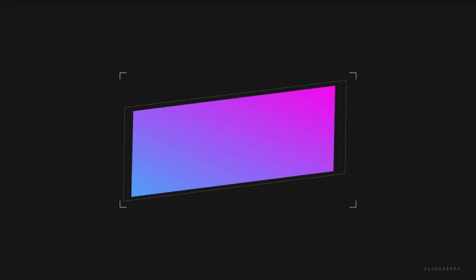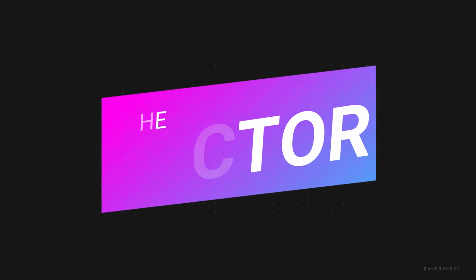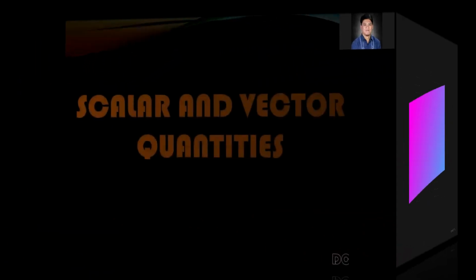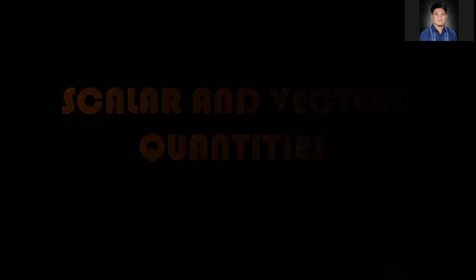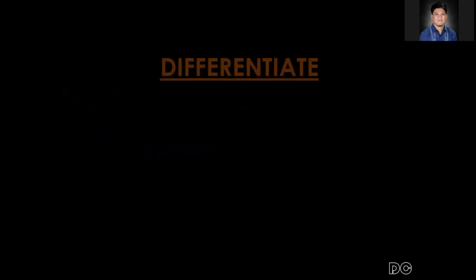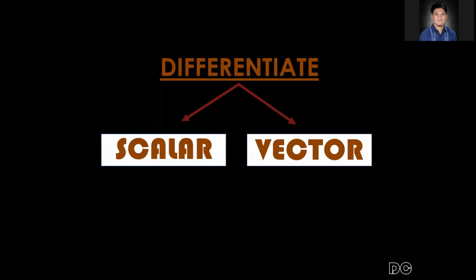So that is our topic for today. It talks about scalar and vector quantities. What is the difference between a scalar and a vector quantity? How can we differentiate these two quantities?